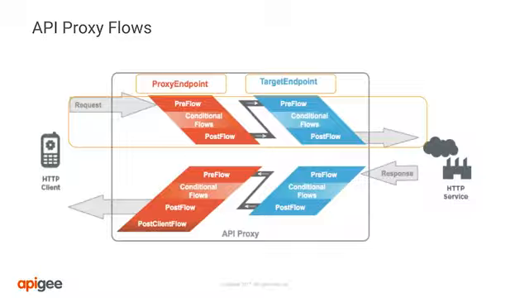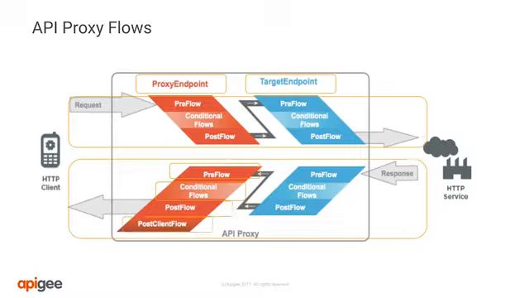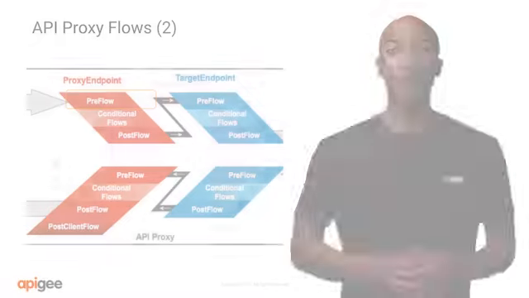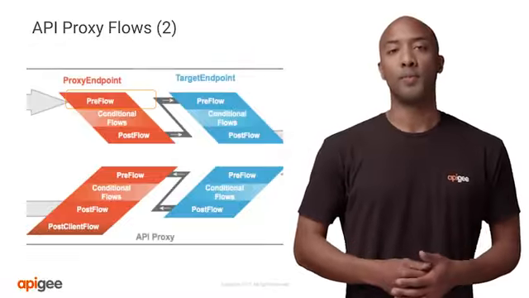A proxy has a request path, which is the path the request takes from the client to the backend server. It also has a response path, which is the path the response takes from the target to the client. The proxy and target endpoints have three flow types: a pre-flow, one or more conditional flows, and a post-flow. Notice that the proxy endpoint response path also has an additional post-client flow, which executes after the response is sent to the client. Let's cover what these flows represent.